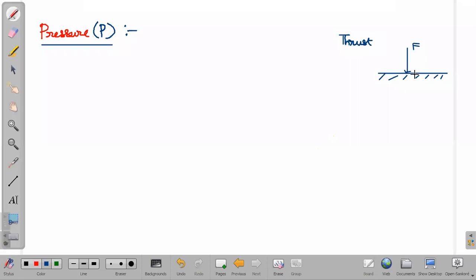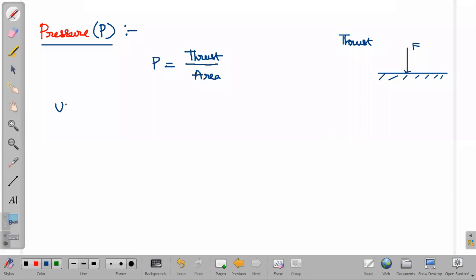And over how much area it is acting, that we will consider. Thrust acting per unit area, we will consider as pressure. So pressure is taken as thrust acting on unit area. We got a similar definition for stress also, so the units will be the same here.